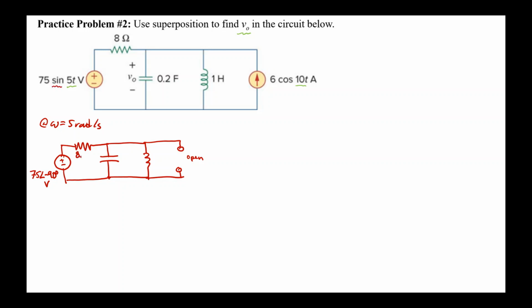The 8 ohm resistor is the same, but ZC and ZL need to be calculated for this specific frequency. We can calculate ZL as equal to plus j omega L, which is plus j times 5 times the 1 Henry, which is just j5 ohms.